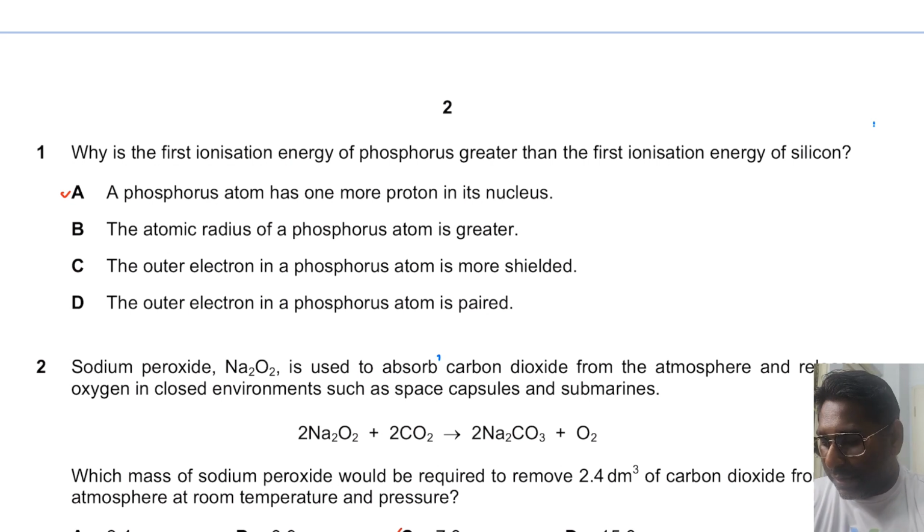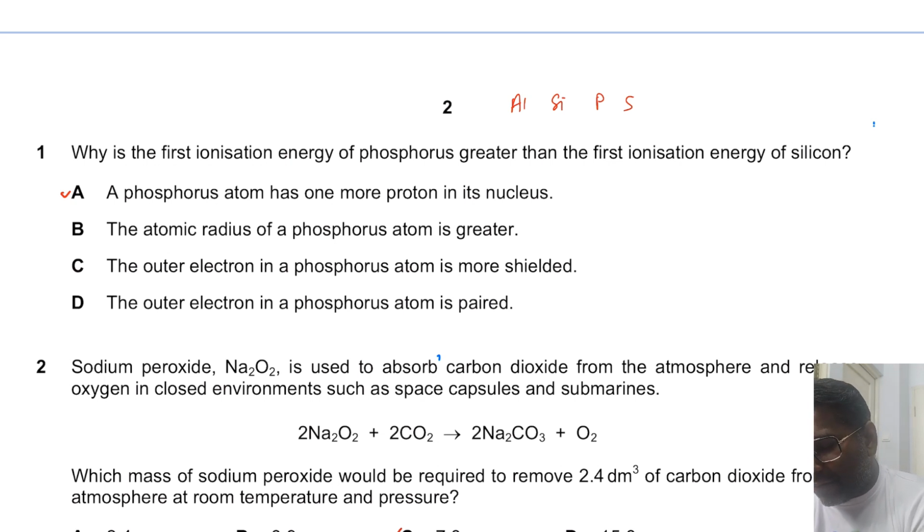of silicon? Okay, so when we look into that, you can just remember all SIPs. So aluminum, silicon, phosphorus, and sulfur, they are all in the same row. So if you look at it, the phosphorus atom has one more proton in its nucleus. Let's say if you do not know, let's move on to the rest. Like for example, B, the atomic radius of phosphorus is greater.